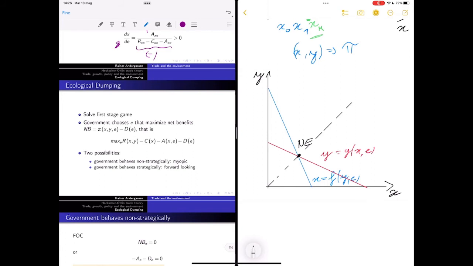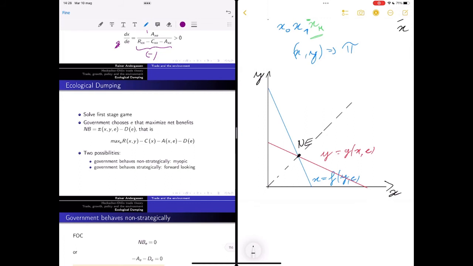By the way, if the policymaker chooses emissions strategically in the first stage, then the equilibrium I'm going to calculate is called a subgame perfect equilibrium. For those of you who have taken some microeconomics, you probably know this already. Subgame perfect equilibrium means that I have a Nash equilibrium in all the subgames.